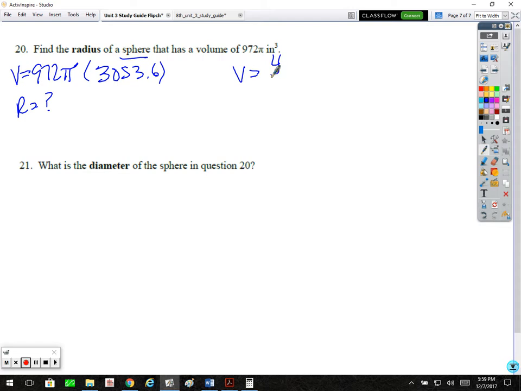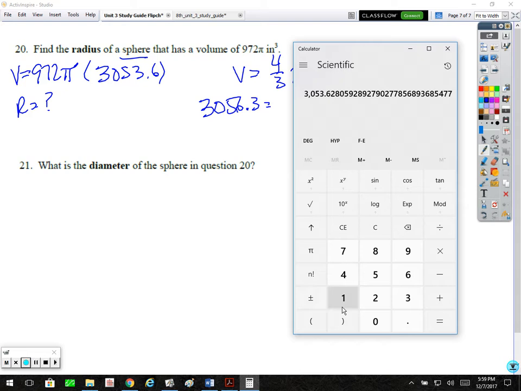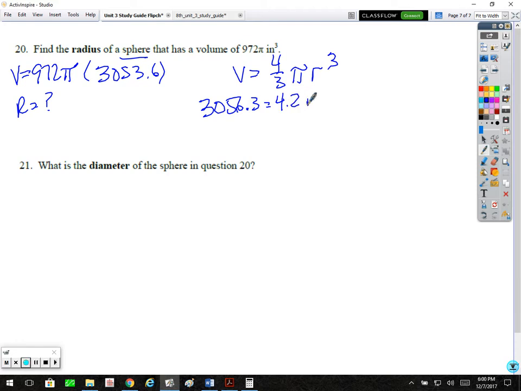Alright, so here we go. Sphere, 4/3 pi radius cubed. Volume I know, 3056.3. Let's take this now and change this to a decimal. So we can take our calculator. 4 divided by 3 times the pi button gives me 4.188. I'm going to round this up. This 8 is going to tell me to round that to 4.2. So 4.2 radius cubed.